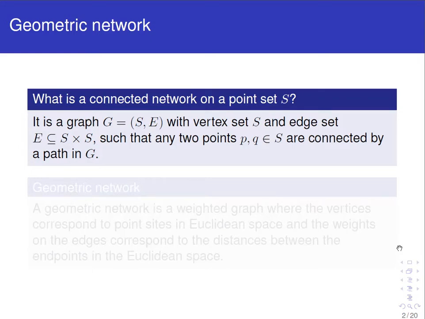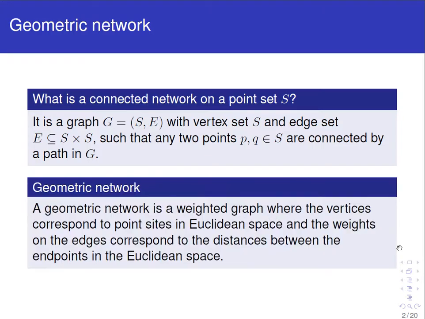A connected network is a graph G=(S,E) with vertex set S and edge set E such that any 2 points P, Q in S are connected by a path. And a geometric network is a weighted graph such that each edge of the graph is the straight line between its endpoints, and the weight of an edge is the Euclidean distance between its endpoints.